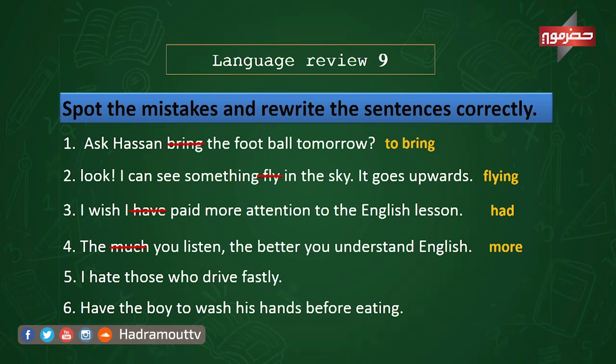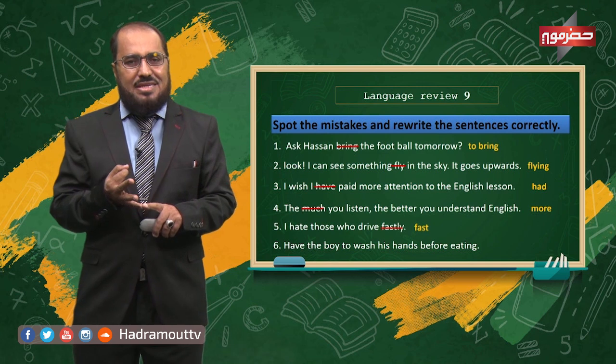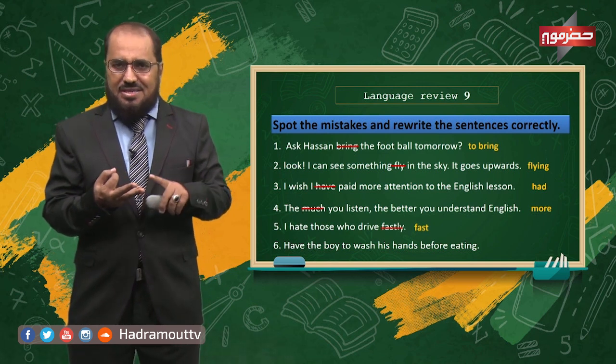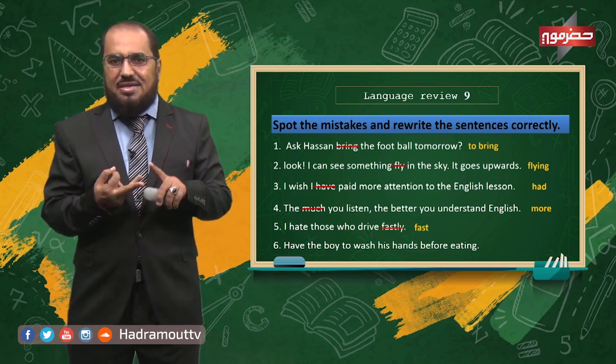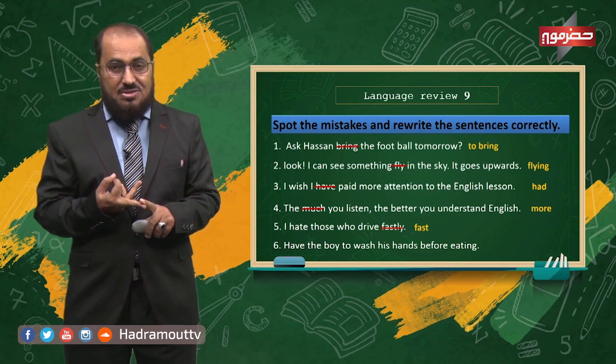Number 5. I hate those who drive fastly. Where is the mistake? Sorry, what's wrong? Fastly. Fastly isn't an adverb. It should be fast. Fast here is adverb. By the way, fast can come as an adverb, fast can come as a noun, fast can come as an adjective, okay?